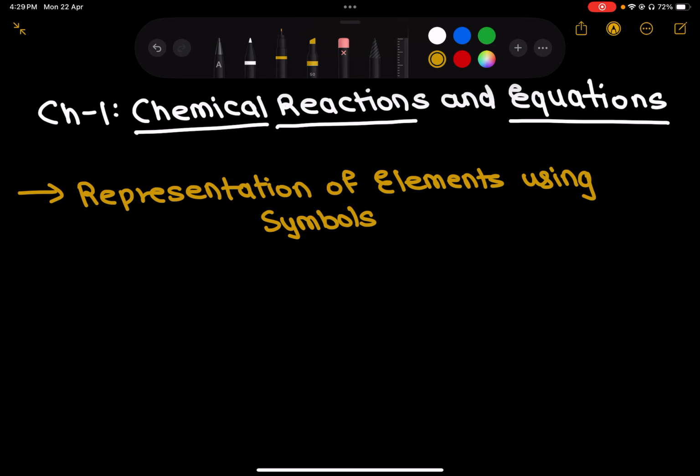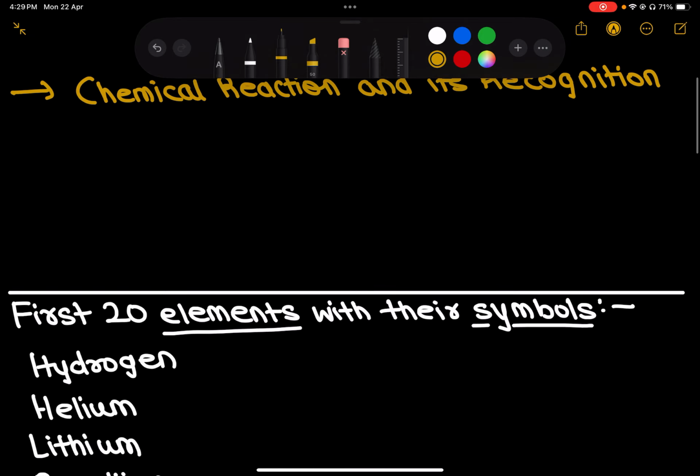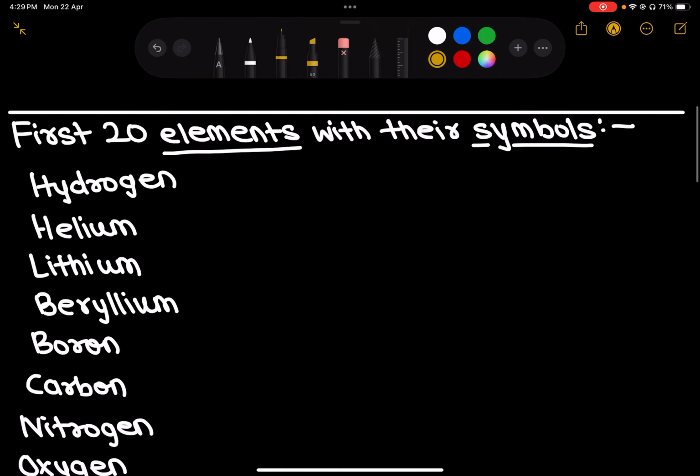this chapter. And the second part is about what exactly is a chemical reaction, okay, and how can we recognize a chemical reaction, and its recognition. So there are 5 ways in which we can recognize a chemical reaction. So we are going to talk about that. Anyways, let's start with the first one, which is representation of elements using their symbols.